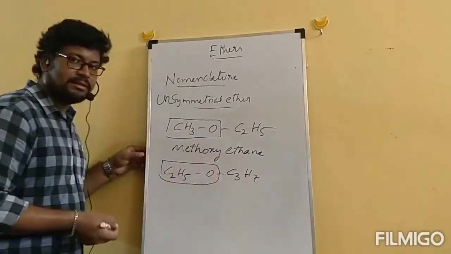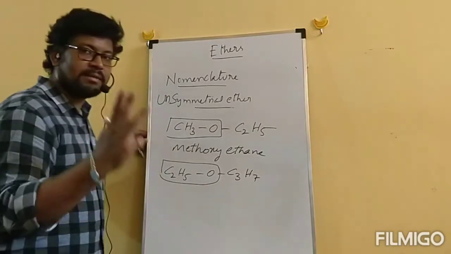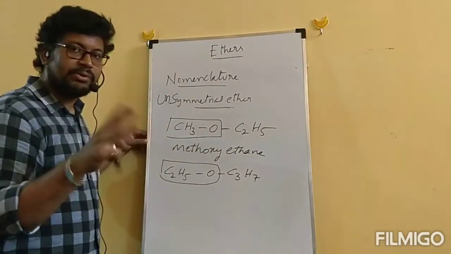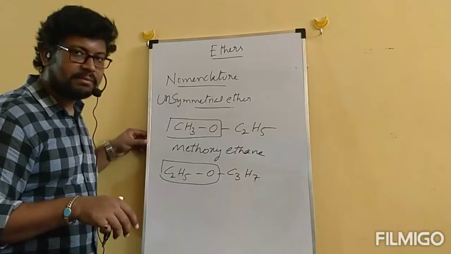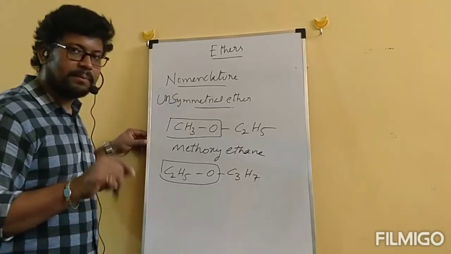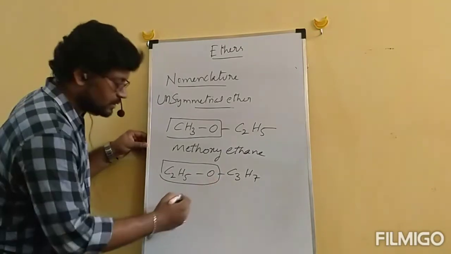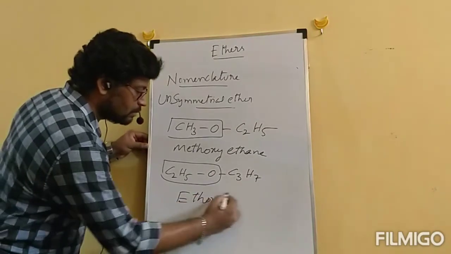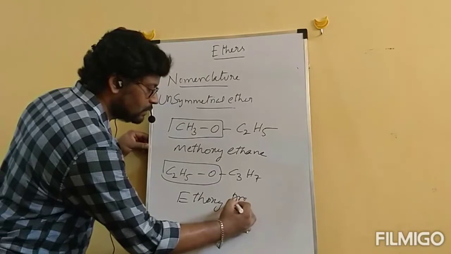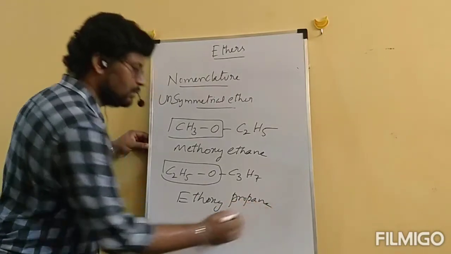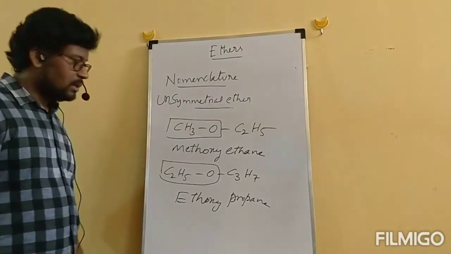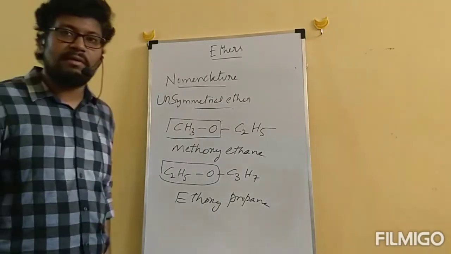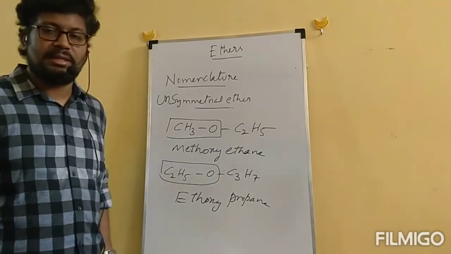Remaining out of the chain means this parent chain contains how many carbon atoms? 3 carbon atoms. Root word for a 3 carbon compound is prop. So the name will become ethoxypropane. Ethoxypropane. And this is how we are going to give the name for unsymmetrical ether.